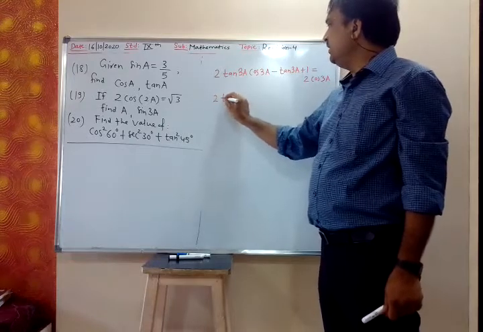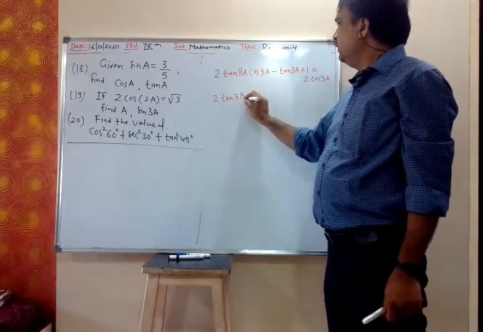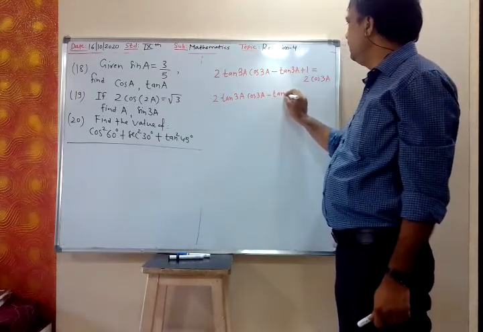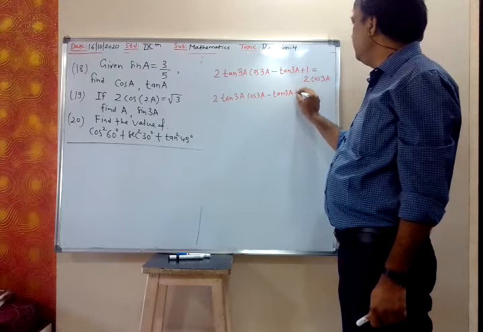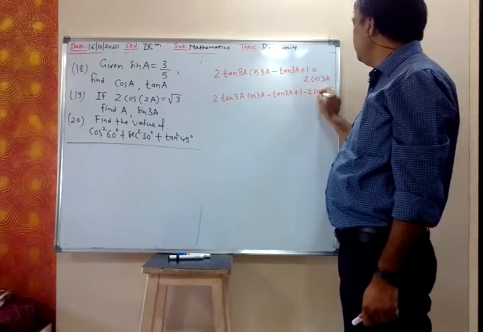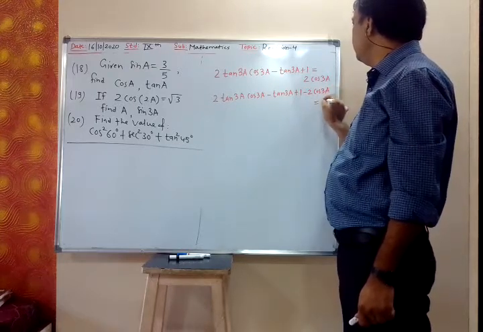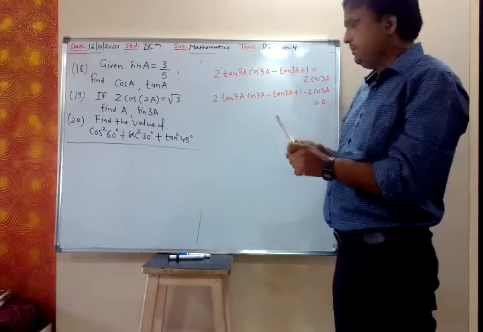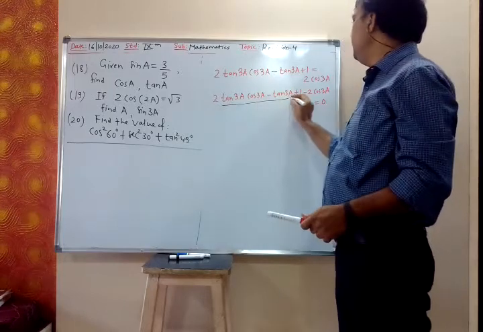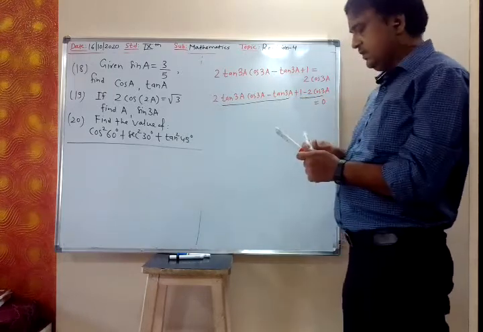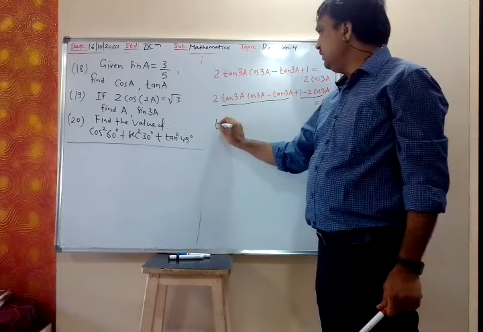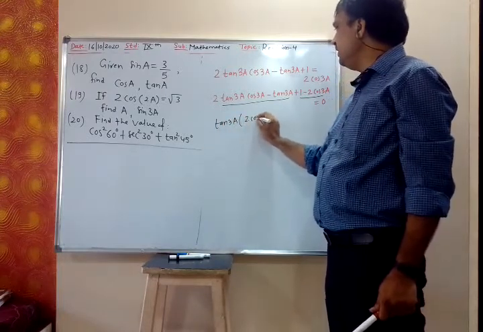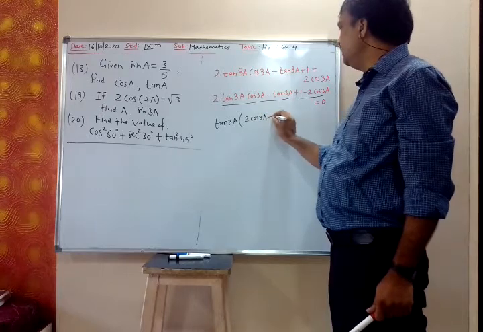So this is 2 tan 3a cos 3a minus tan 3a plus 1 minus 2 cos 3a is equal to 0. Correct? So now I will focus on this. I will do the grouping. I will use the factorization. These two I will take together. These two I will take together. So this will be tan 3a is common. Then what is left? 2 cos 3a minus 1.